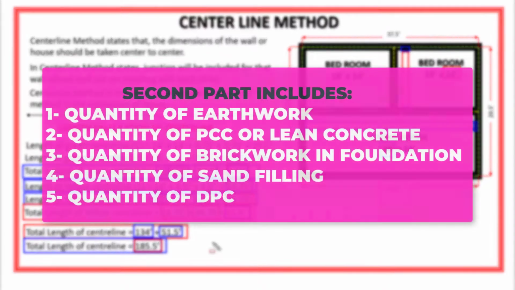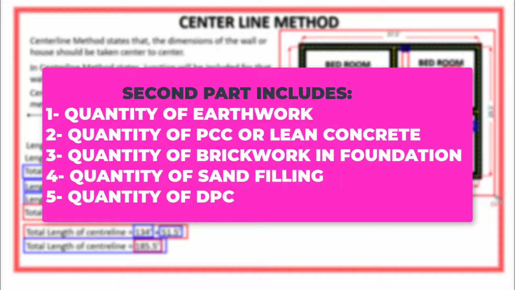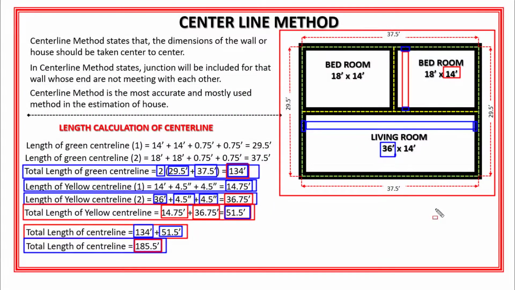Okay, now in the second part of this center line method, I will start to calculate the quantity of materials for this particular house, which include the quantity of earthwork, quantity of PCC, quantity of brickwork in foundation, quantity of sand filling in foundation, and quantity of DPC. Okay. Now I know it is a little bit confusing, but if you watch this video till the end and also try it by yourself, then I am sure that you will understand it very easily.